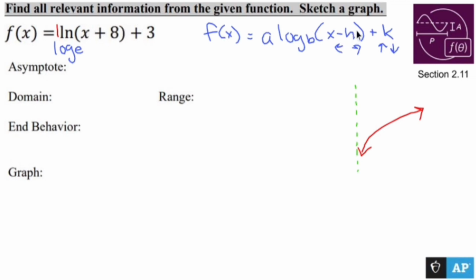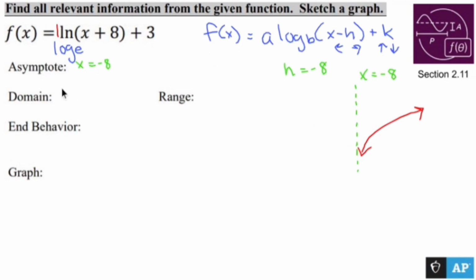It just so happens that h is negative 8 in this case. H is negative 8. My vertical asymptote is found at the equation x equals negative 8. So the asymptote is x equals negative 8. Anything smaller than negative 8, not allowed to plug in. Anything bigger than negative 8, I'm gold. I'm not allowed to plug in anything that is negative 8 or smaller than that.